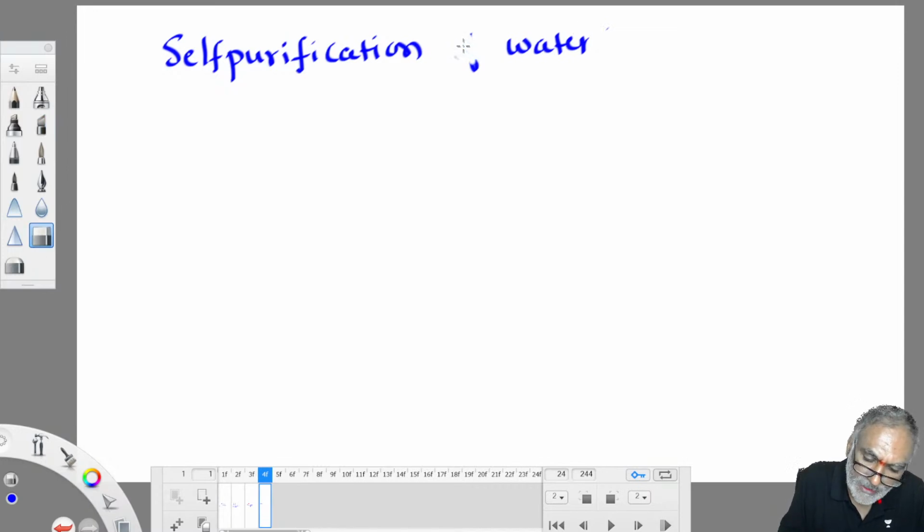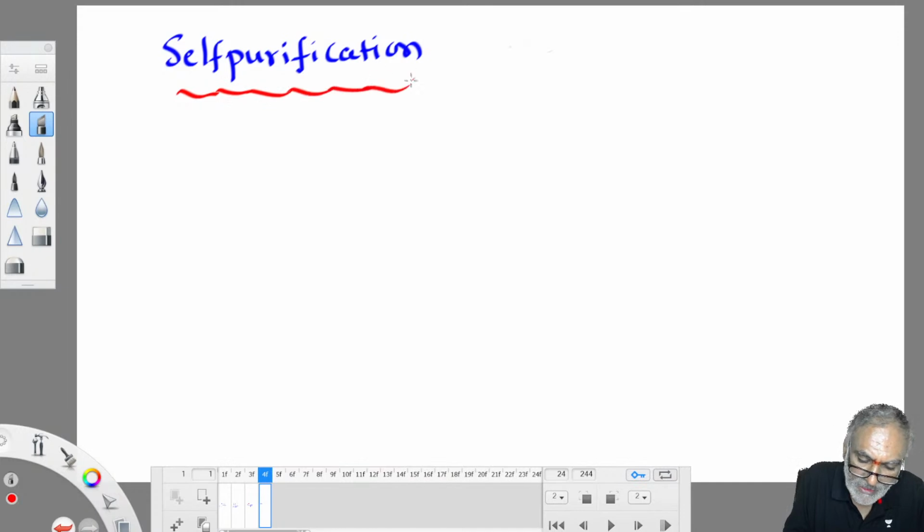This topic we need to study: effluent disposal prior to wastewater treatment. The reason being, once you know the self-purification capacity of the water body, if the self-purification capacity of the water body is less, then we need to apply more effort.